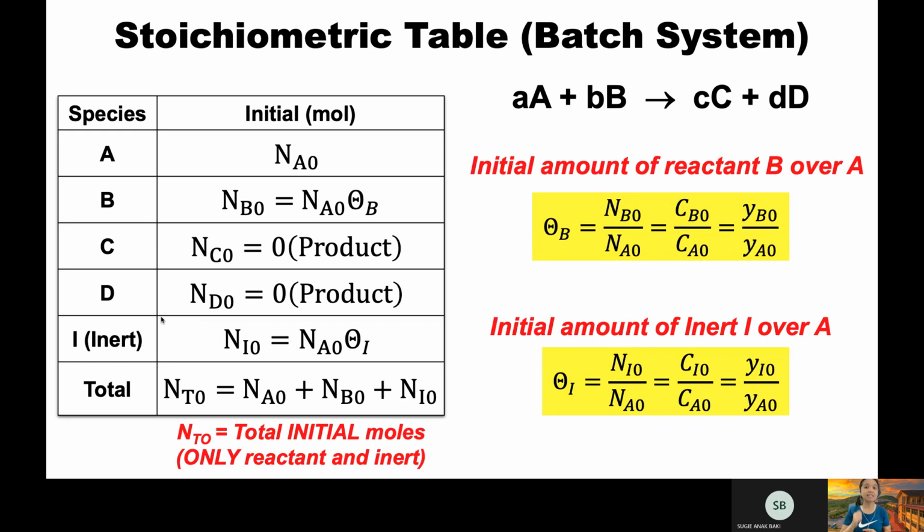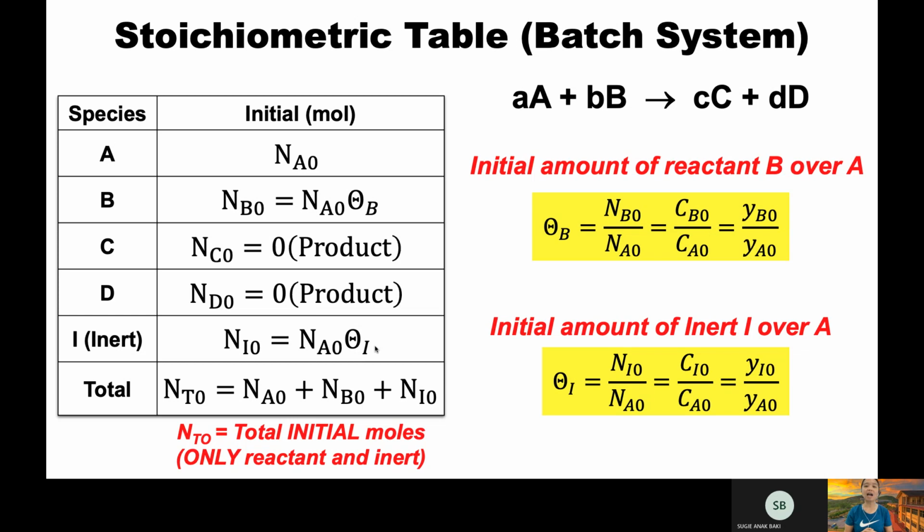Tetapi kalau ada inert, okay, you have to also measure bilangan mole inert tu berapa. Contohnya katakan nitrogen gas tu adalah inert. So how much initially that moles of nitrogen gas in your system. So how do we calculate? It becomes Ni0 equals to Na0 theta I. So Na0 is the initial moles of A and multiply with theta I. Tadi theta B, sekarang theta I.